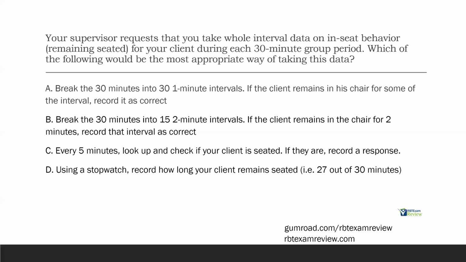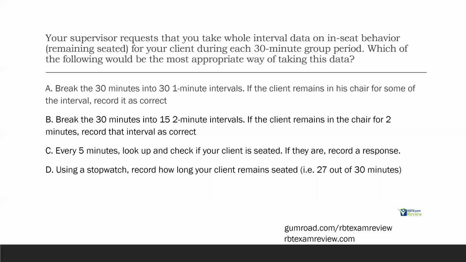And this is why knowing terms and definitions is so important. If you know what whole interval data is, this question becomes very simple because all you're doing is simply finding, okay, this is the answer choice where I'm taking whole interval data, okay?